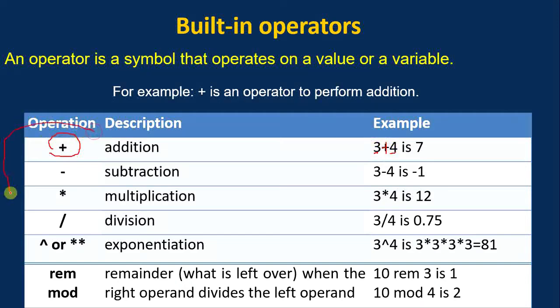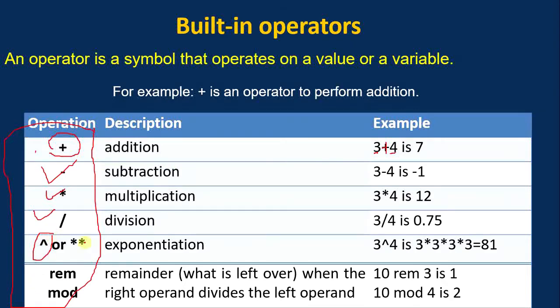These are some of the operators supported by the Raptor tool. This is for addition, and this is for subtraction, this is for multiplication, and this is for division. So here this plus, minus, asterisk symbol, the slash, these are all called operators, and these 3 and 4 are called operands.